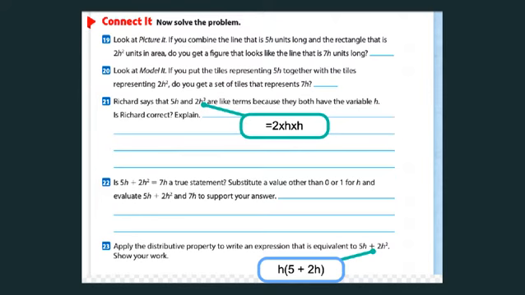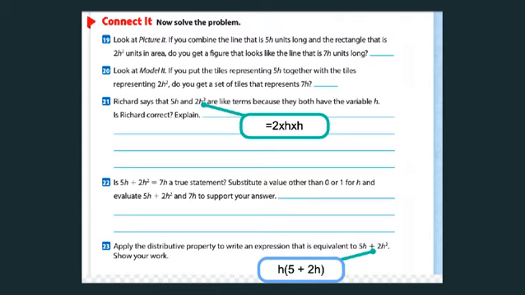For problem 21, Richard says that 5h and 2h squared are like terms because they both have the variable h. Is Richard correct? Well, the problem is 5h has 1h and 2h squared has h times h. Those are not the same terms. So I want you to try to explain that in your own words.